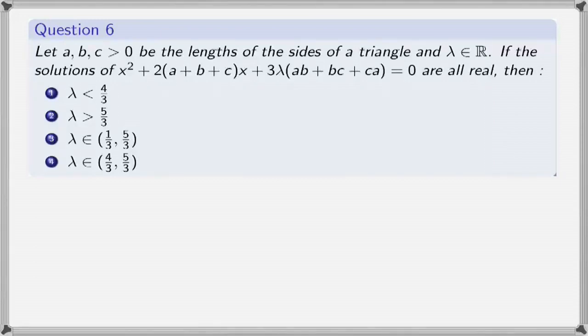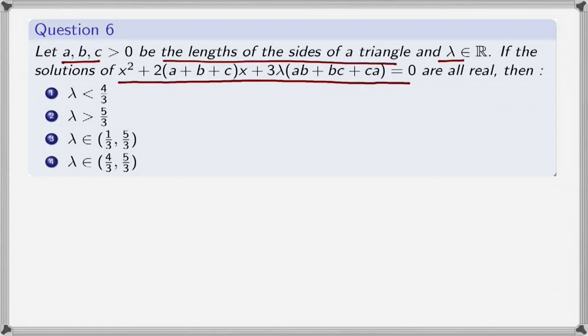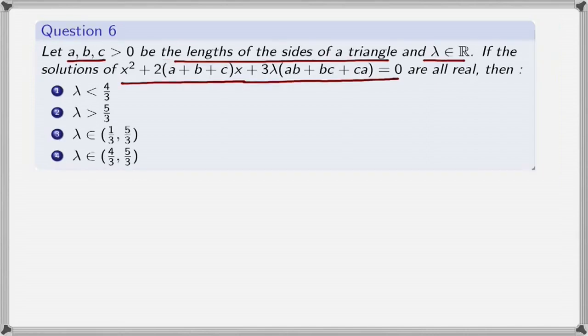Here in this question we are given three positive real numbers a, b and c, which are the lengths of the sides of a triangle, and also we are given one real number lambda and the quadratic equation x² + 2(a + b + c)x + 3λ(ab + bc + ca) = 0. We are to find out the range of lambda for which this given quadratic equation has all real solutions. Now to do that, we shall first write down the necessary and sufficient condition for this quadratic equation to have all real solutions.